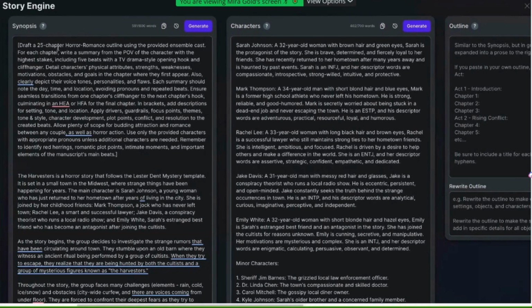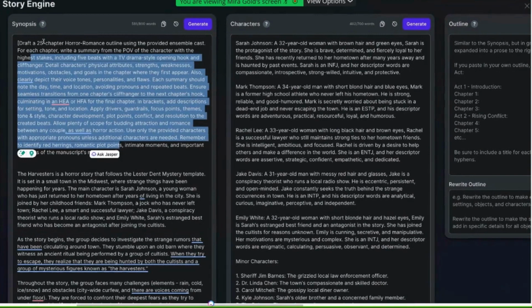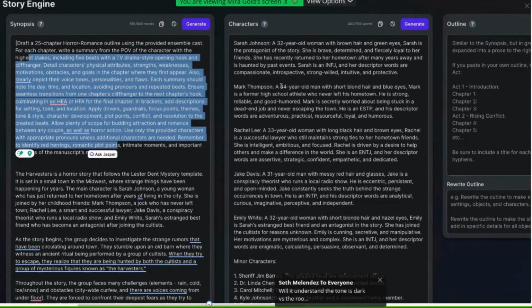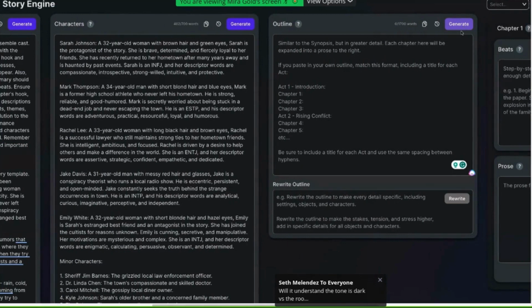So again, here's our long prompt. It's not going to give me the 25 chapters, not yet, but you know, I'm hopeful. I can't wait until it does. So let's generate.